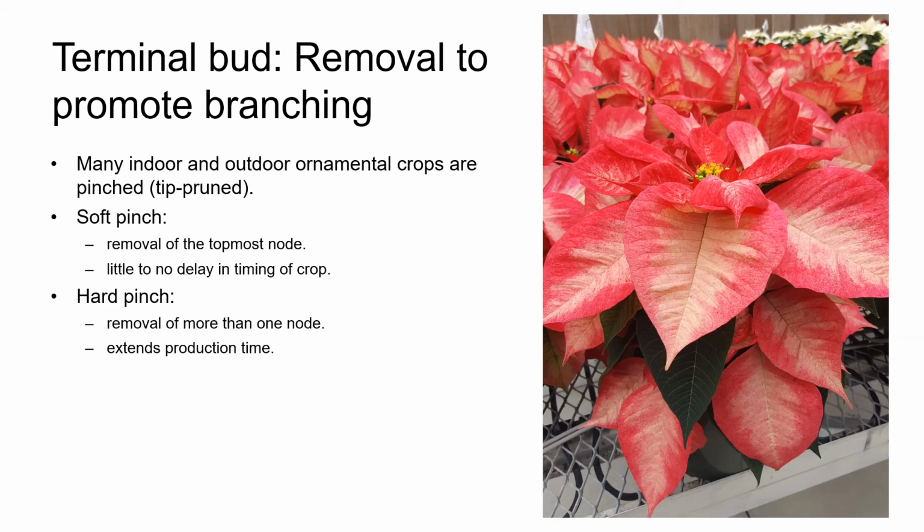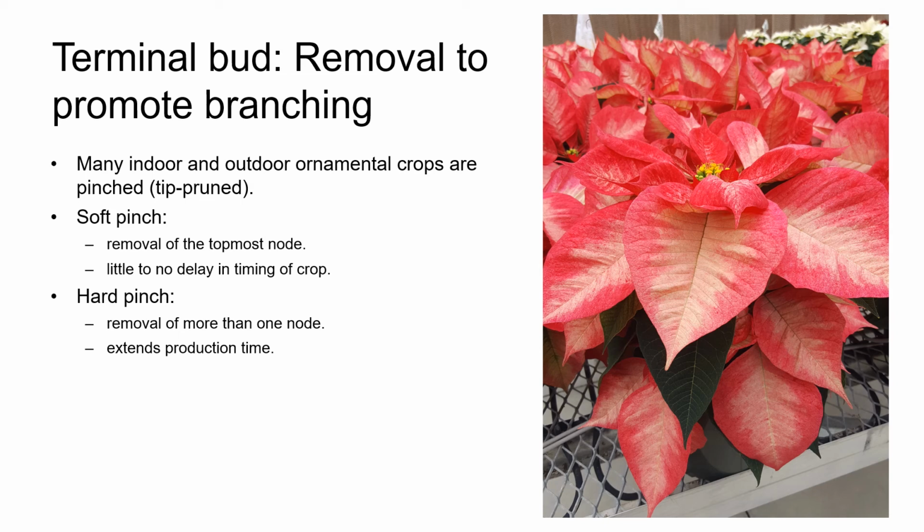Many indoor and outdoor ornamental crops are tip pruned to produce a compact, bushy plant. Poinsettias are given what's called a soft pinch to encourage a bushy plant. If they weren't pinched, the resulting plant would just have a tall single stem, which isn't what the consumer wants. A soft pinch involves just removing the topmost node, and this has little to no effect on the length of time it takes to produce the crop.